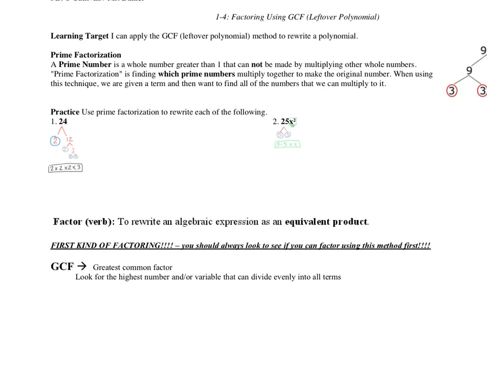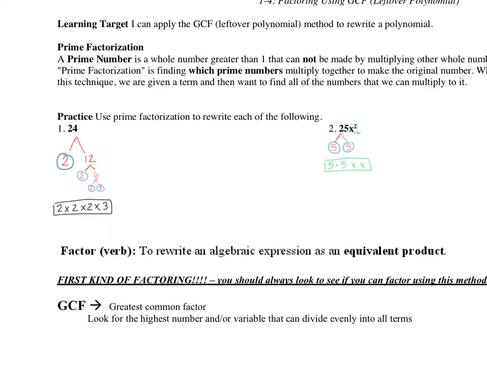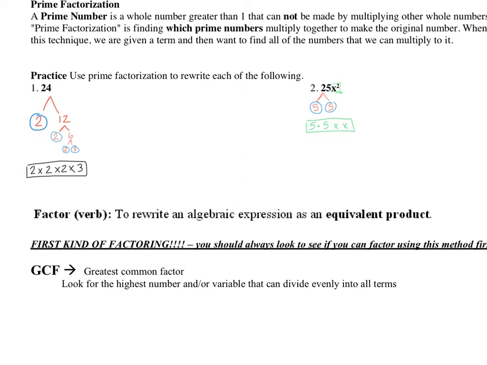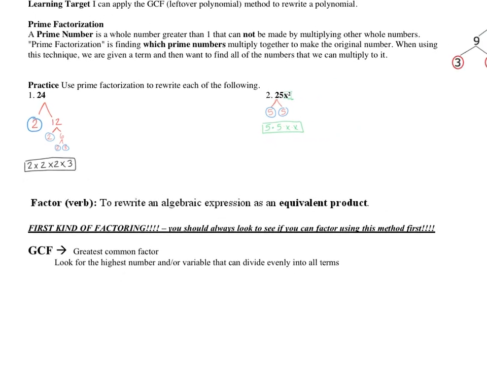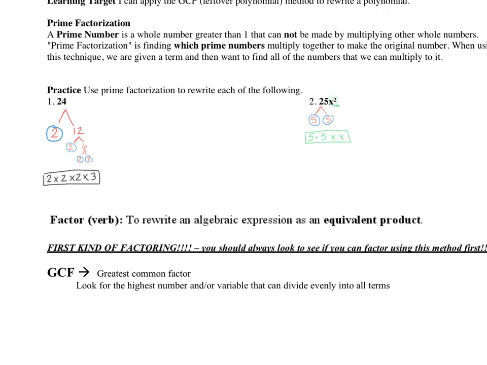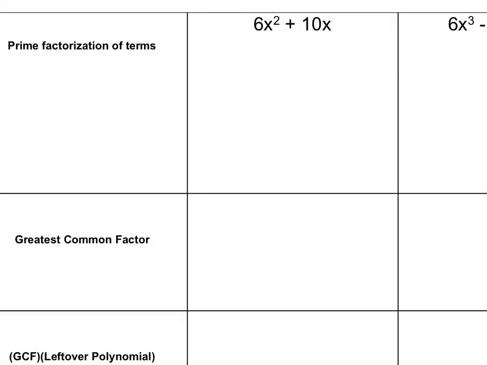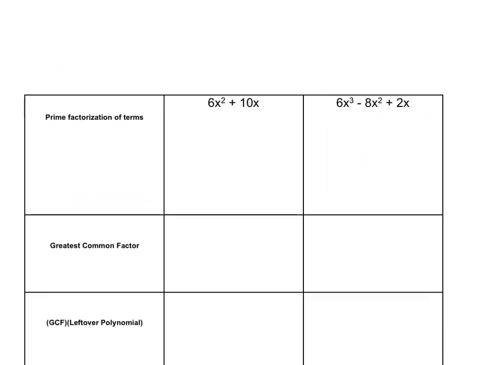So to factor is to rewrite an algebraic expression as an equivalent product, which basically means that we're multiplying our terms together. And the first type of factoring you should always look for is the GCF. So for GCF, you're simply just calling it the greatest common factor. And in a way, you're basically trying to figure out what's the highest number that can go into each term or variable, but we're just going to focus on prime factorization. If you notice the trick, you can use the trick. So let's do some examples.